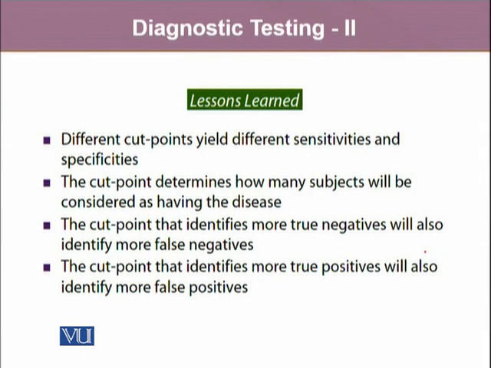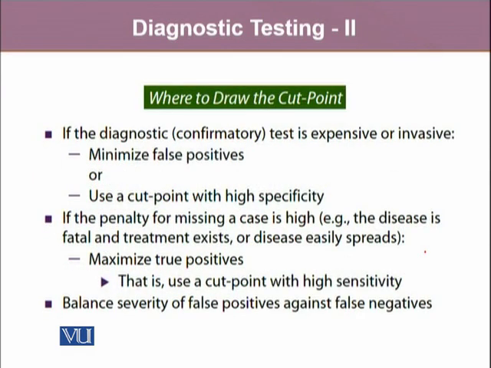So there are a few lessons which we can learn from this example. The different cut points yield different sensitivities and specificities. The cut point determines how many subjects will be considered as having the disease. Moreover, the cut point that identifies more true negatives will also identify more false negatives. And the cut point that identifies more true positives will also identify more false positives. So the question comes: where to draw the cutoff point?